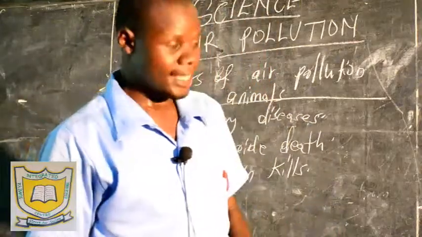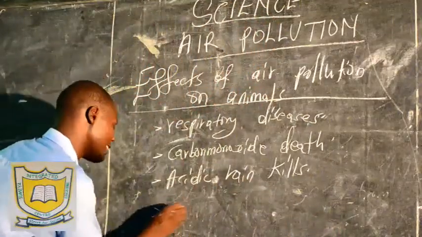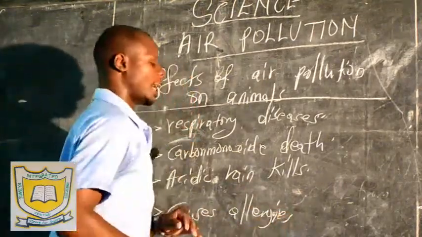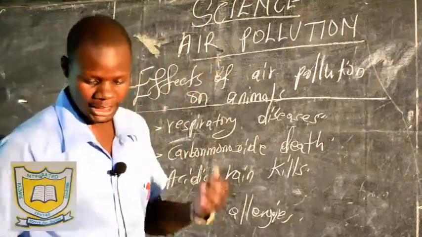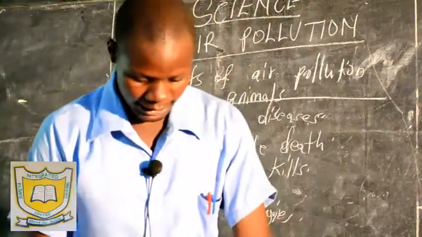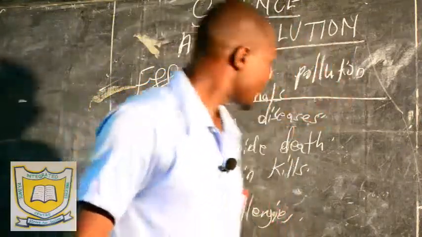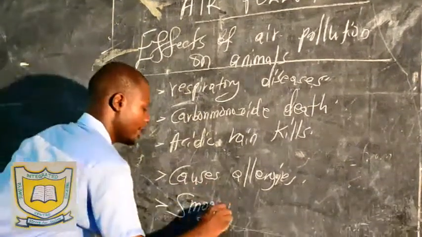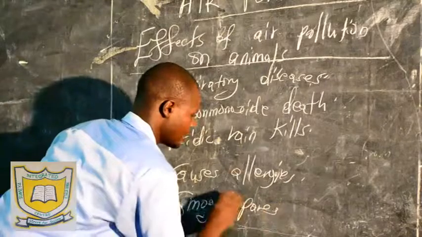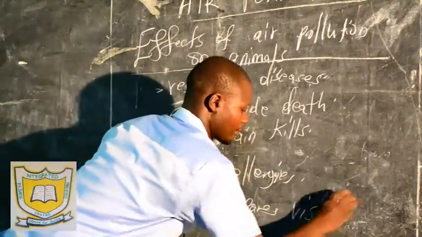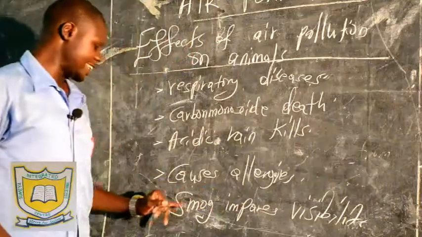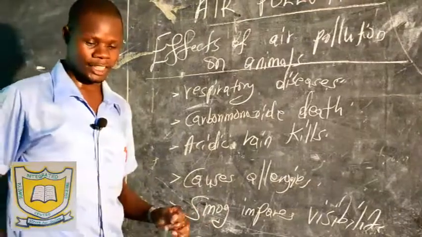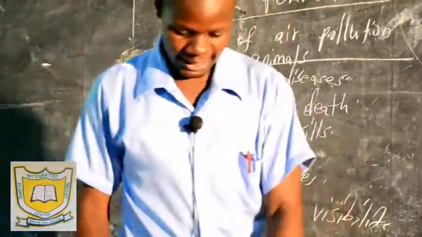We have allergies. Allergies like coughing and sneezing are some of the allergies that are caused by polluted air. We have something known as smog, which impairs visibility. This is SMOG. That is not the smoke that we have been talking about. This is now a different smoke. It impairs visibility. You cannot see when the air is polluted.